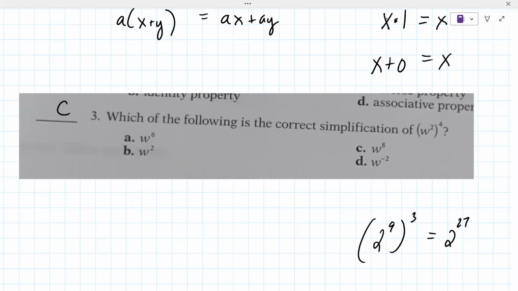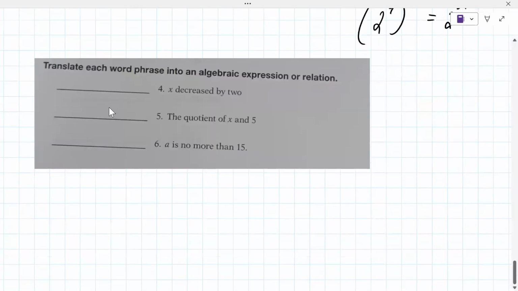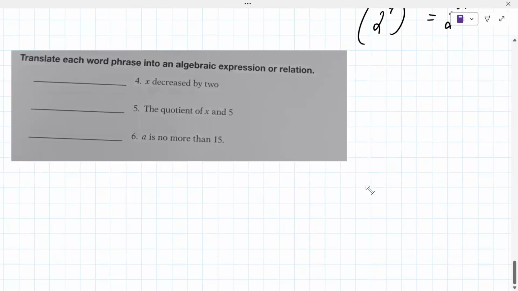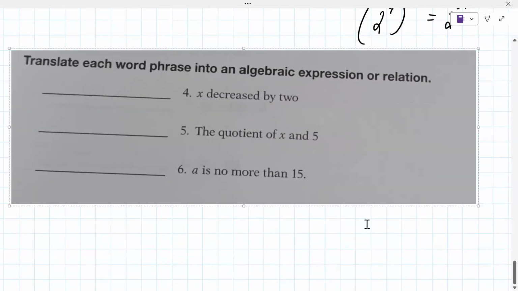For the next grouping of three, I want you to try it on your own rather than me just jumping in here. Just try all three. Just let me know when you've got something down for all three. And then I'll write the correct answers.